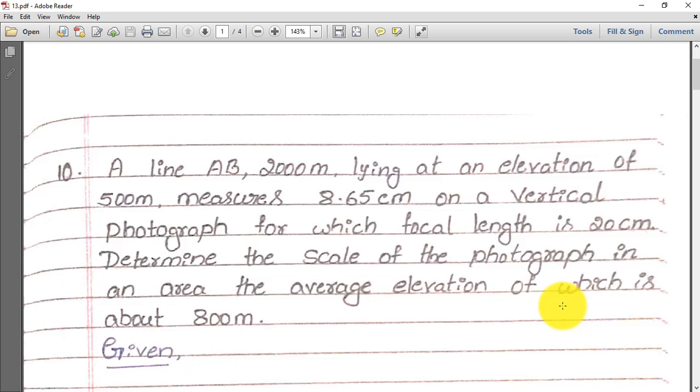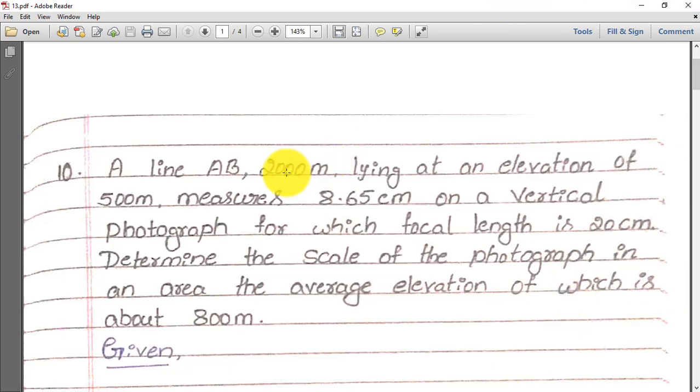Welcome everyone. Today we will be discussing problems on the photogrammetry continuation part. Problem number 10 now. Previously we solved 9 problems, which you can check on YouTube. All 9 problems are solved. Now moving on to problem number 10. Important problems like this are generally asked for 6 to 8 marks.